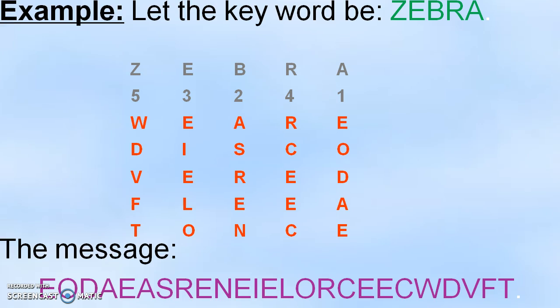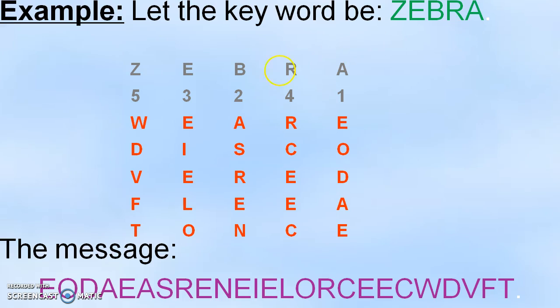Now let us see an example. So here your keyword is zebra. Zebra contains 5 letters, and the alphabetical order of the characters in this keyword is like this: the first letter is the fifth one. 5, 3, 2, 4, 1 is the alphabetical order of the characters in the keyword in this example. So here the number of characters is 5.